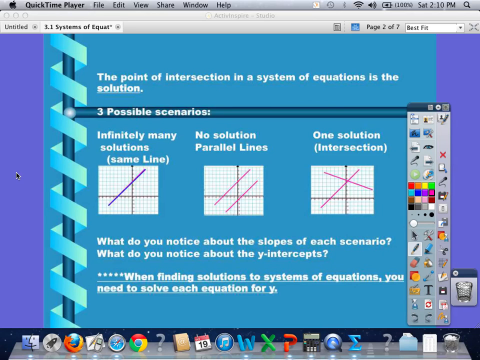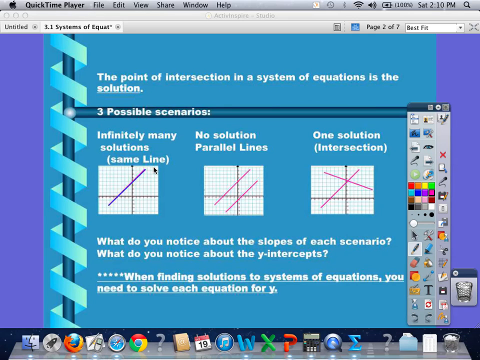So you have three possible scenarios. The first one is infinitely many solutions. That means, and I'm not sure if you can see it really well, there's a pink line and a blue line. They lay on top of each other because they are the same exact line. So they would have the same exact slope and the same y-intercept. That means infinitely many solutions, because all the solutions on this line would work for both equations.